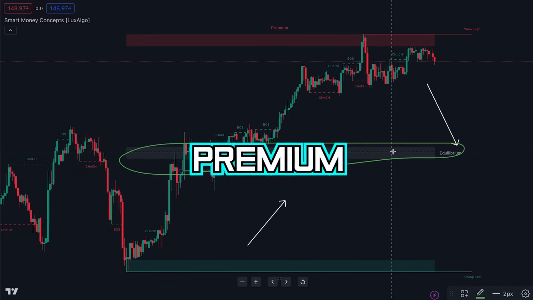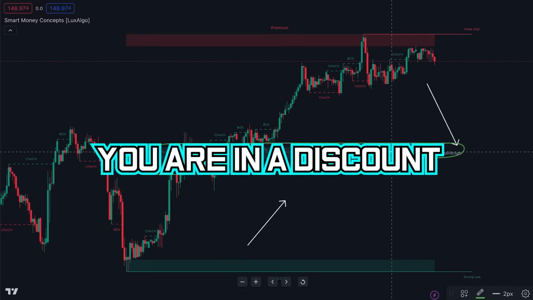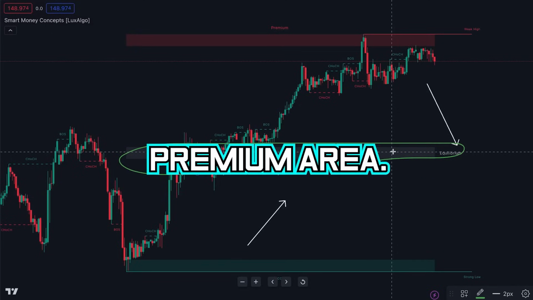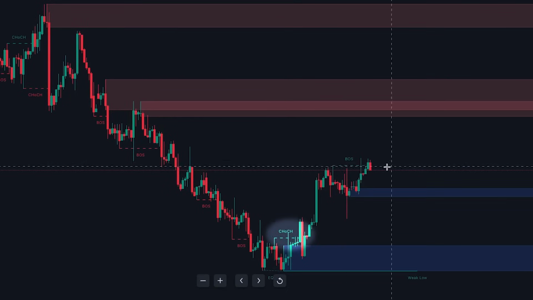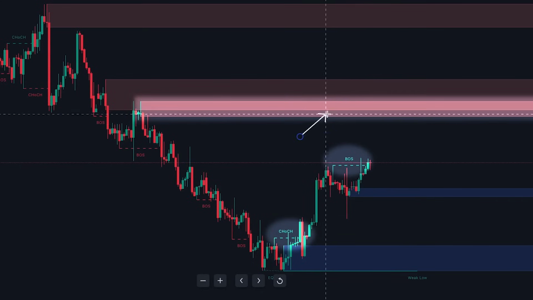When trading using the premium and discount zones, it is a good idea to ensure that when you are about to buy you are in a discount area, and when you are considering sells you are in a premium area. Let's say you have had a change of character and a break of structure and you are looking to take a buy to target this order block.